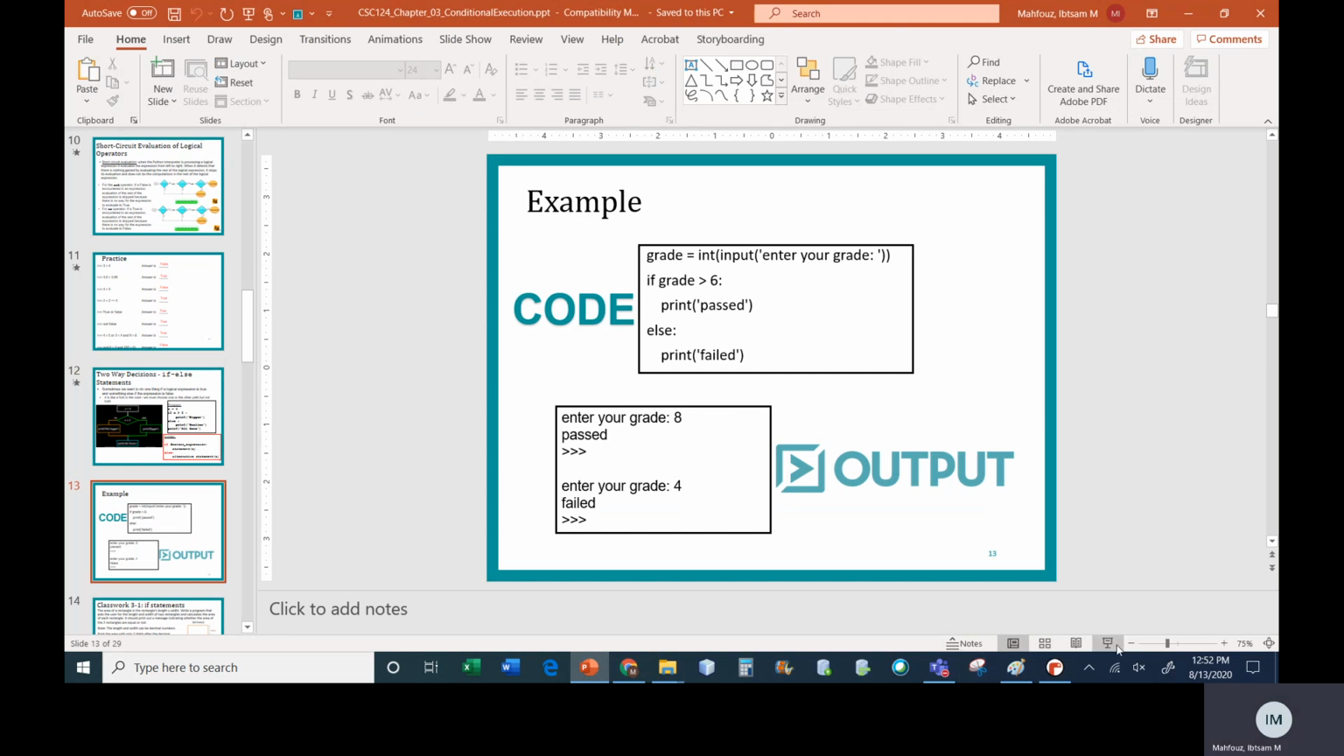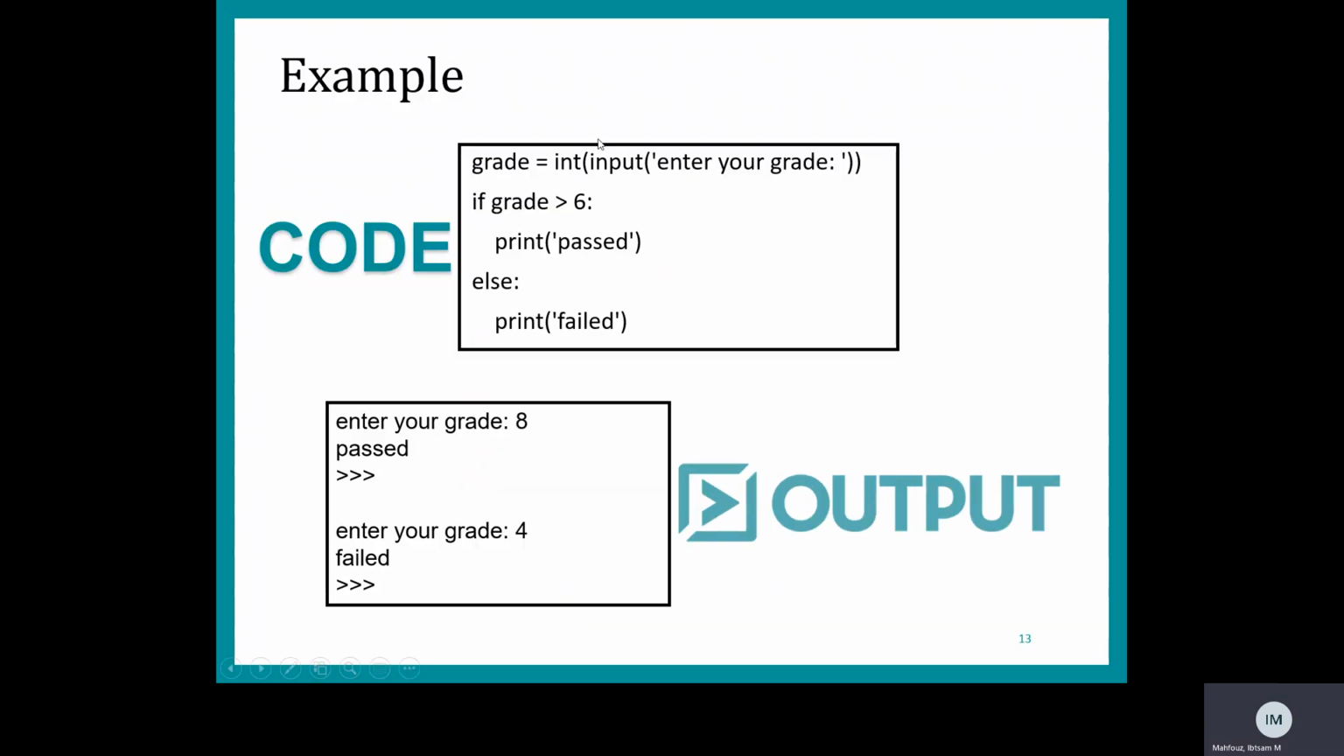So here's another example. I ask the user to enter their grade. I read it in, I convert it to an int, and then I do the check. If the number is greater than 6, I will say passed, otherwise failed. So when they enter 8, 8 is greater than 6, it'll print passed. When I run it again and say enter 4, 4 is not greater than 6, so it's not going to go to the if, it'll go to the else and print failed.